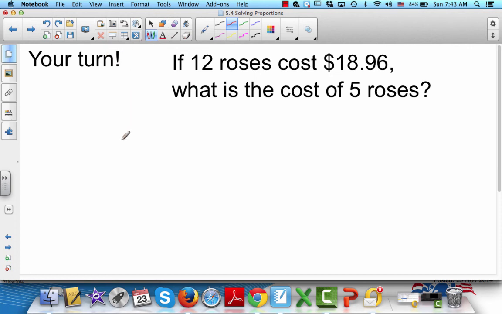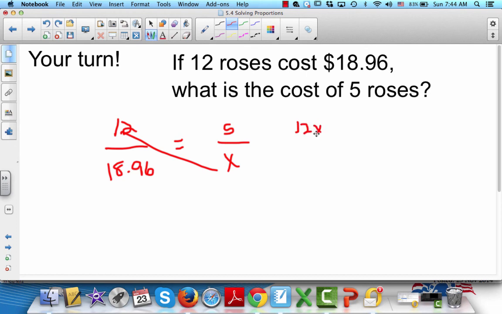Okay, so we've got 12 roses cost $18.96. You could have done it $18.96 over 12, it's fine. And what is the cost of 5 roses? I just did it this way to be different this time. Okay, so we go 12 times X and we get 12X. We go 5 times $18.96 and we get $94.80. I hope that's right.